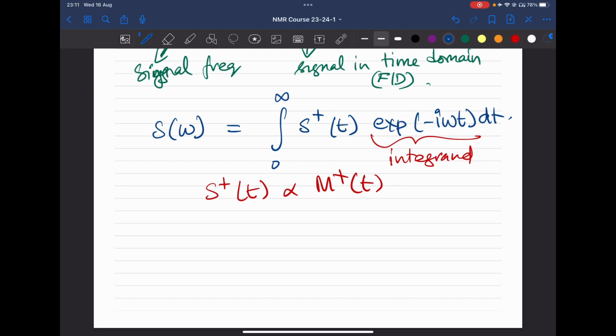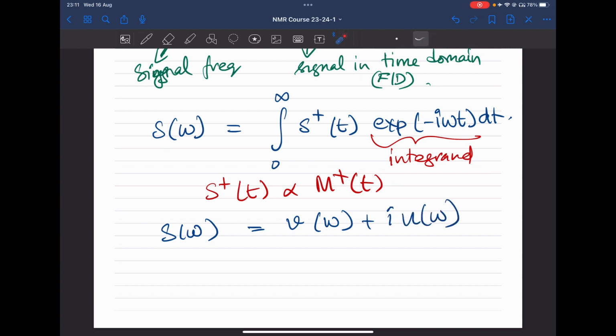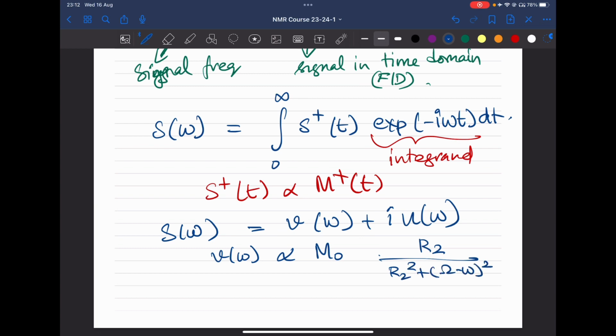So basically, the signal S of omega will come up as V of omega plus I U of omega, where if you do a complex Fourier transformation, you're going to get a real part and a complex part, where the complex part functional dependence is going to be given by V of omega. V of omega is proportional to m naught times R2 the whole divided by R2 square plus capital omega minus small omega the whole square. What is the small omega here? It is the running variable. We will see when we plot this, how does it look.